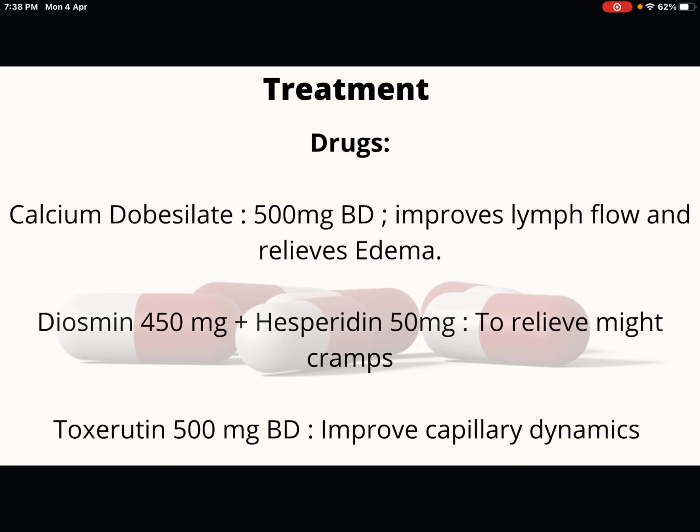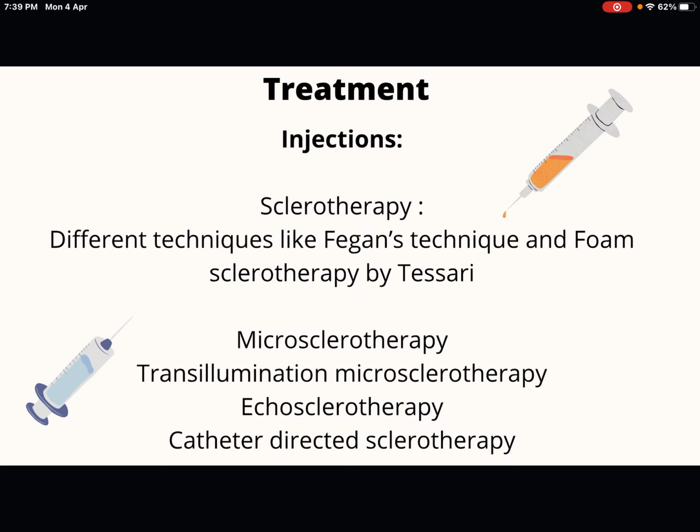The second drug is diosmin 450 mg plus hesperidin 50 mg. This drug is given to relieve the night cramps. Okay. Calcium dobesilate and diosmin 450 plus hesperidin 50 mg. Also we can give troxerutin 500 mg BD. It will improve the capillary dynamics. So these are the three drugs that are mainly used for treatment of the varicose vein.